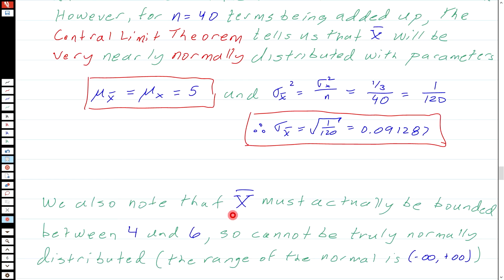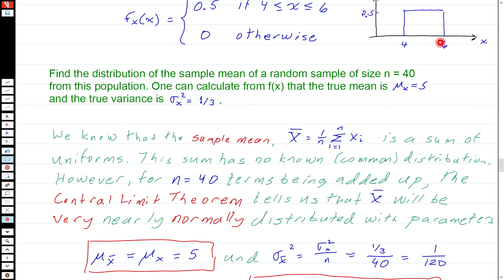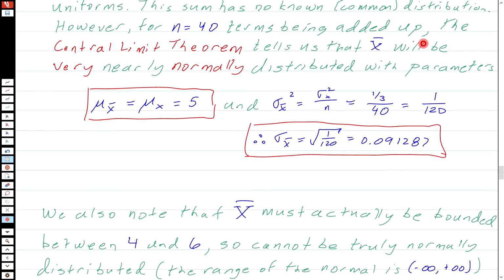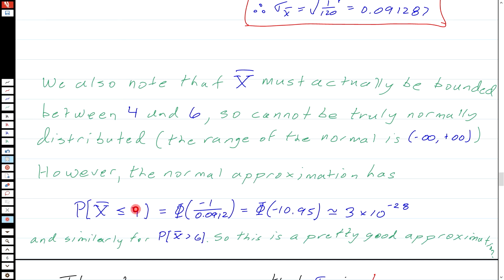However, we note that x bar must actually be bounded between 4 and 6, because all of the terms that lead to its sum are also bounded between 4 and 6. The normal distribution range is minus infinity to plus infinity, so this thing cannot be truly normally distributed. However, for the normal approximation, let's look at the probability that we're outside one of the bounds, say the probability that x bar is less than 4. We get minus 1 over 0.0912, which is a phi of minus about 11 standard deviations.